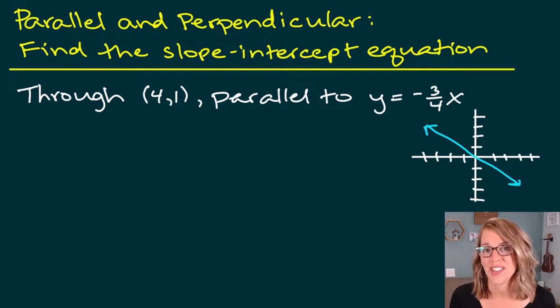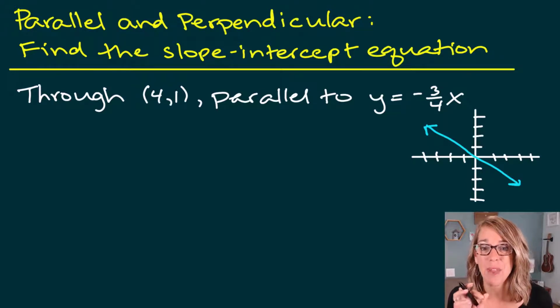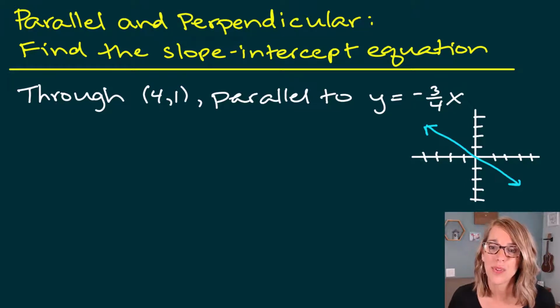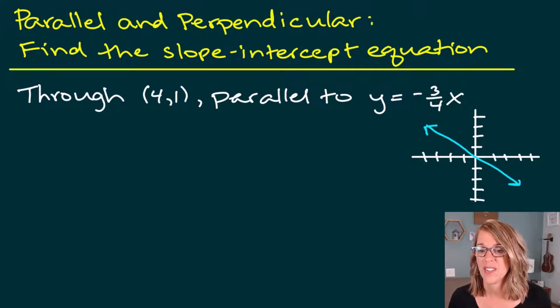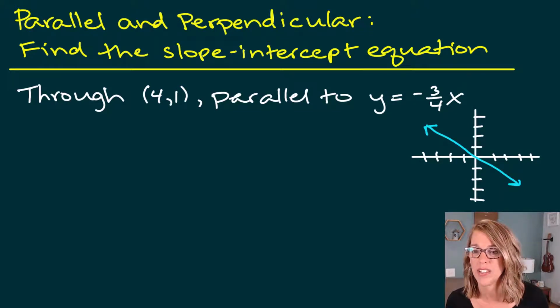Let's look for the equations of some parallel and some perpendicular lines. In this first example, I want to find the equation of the parallel line to y equals negative 3/4 x that goes through the point 4, 1. So I can graph this really quickly. So it goes through 4, 1. If I go ahead and plot that point, 4, 1 is going to be about right here.